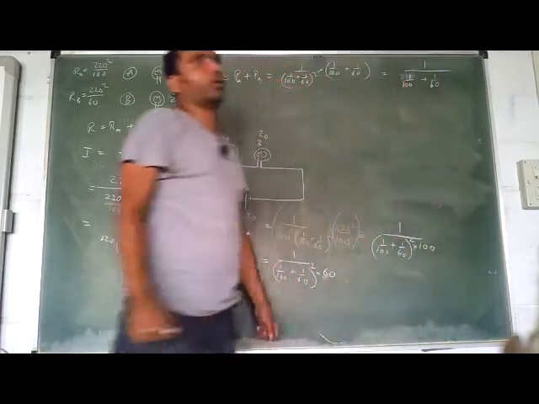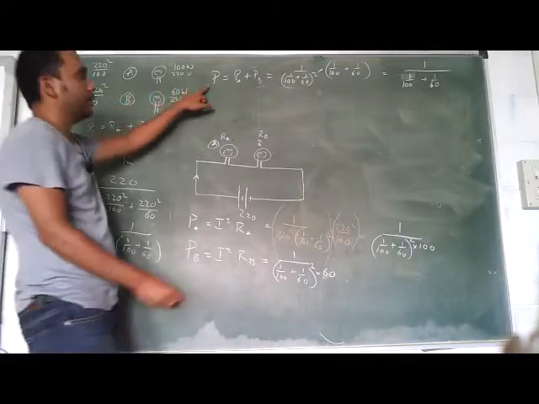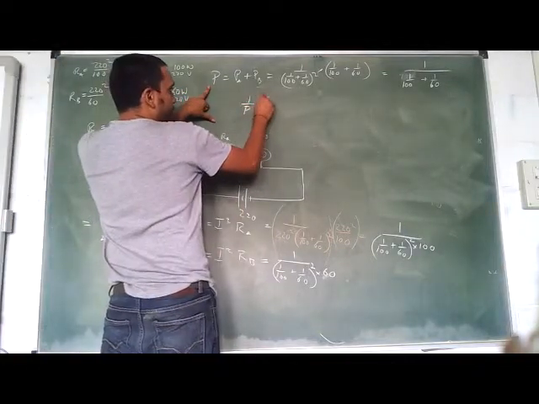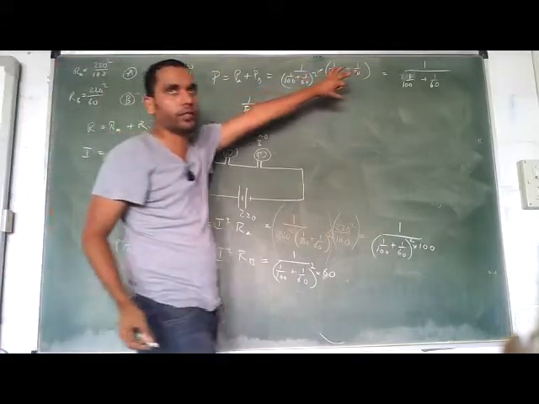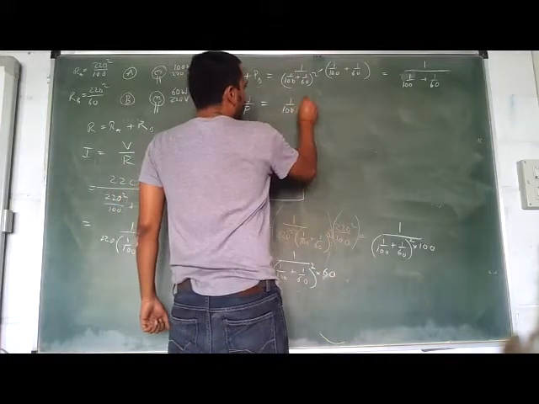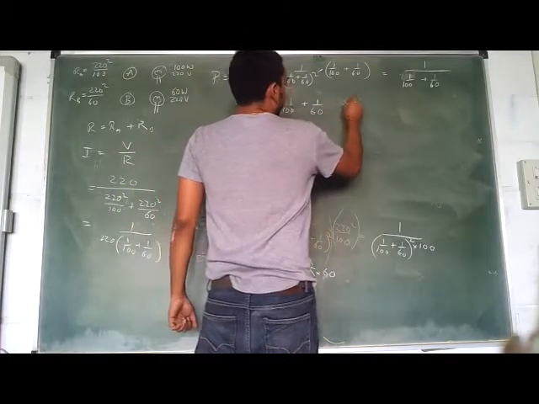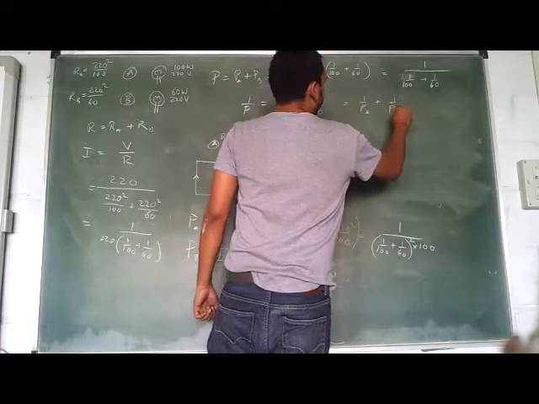This you do with your own hand, then only you will understand. Write carefully what is in the numerator, what is in the denominator. Don't copy. This is your P value. So 1 by P, if I reciprocate this, 1 by P will be the inverse of this. This goes on top and that goes on bottom. It becomes 1 by 100 plus 1 by 60. It is nothing but 1 by the power of the first bulb plus 1 by the power of the other bulb.